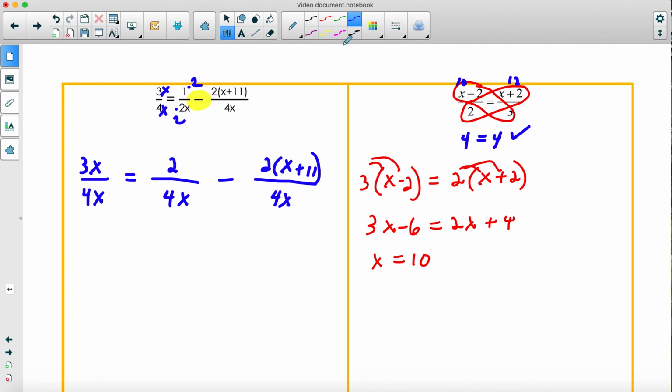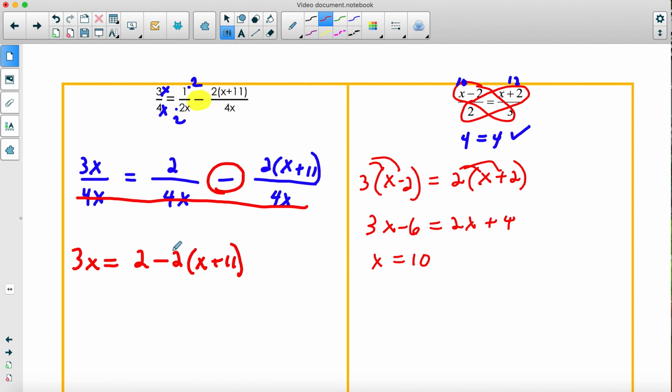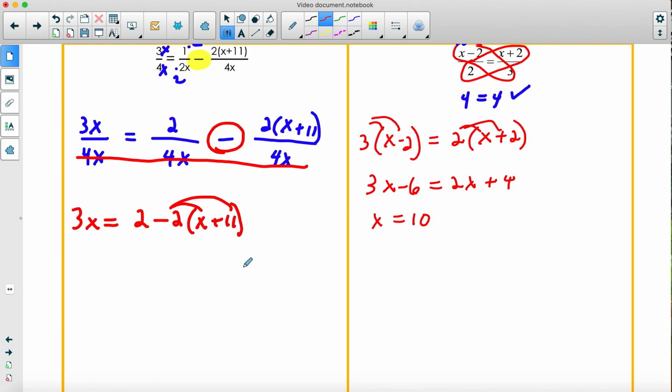Nice and easy. So now, since all your denominators are the same, all of this goes away. Don't forget about this little minus sign here. So now I have 3x is equal to 2 minus. Now, this minus is connected to this 2, and I have this x plus 11. You want to realize you are actually distributing a negative 2 in here. Sometimes that's a subtle piece that goes unnoticed, and you just want to realize that it's there. So I'm going to now have a negative 2x and a negative 22.